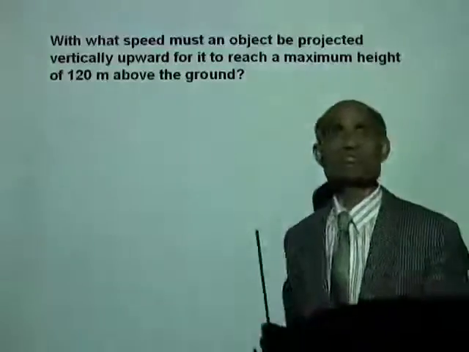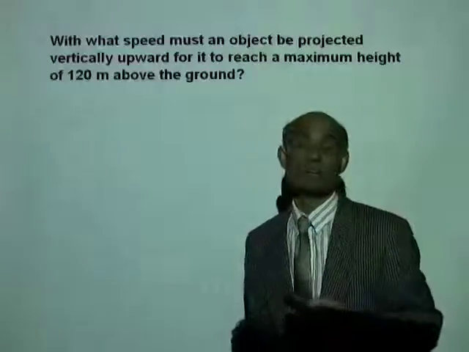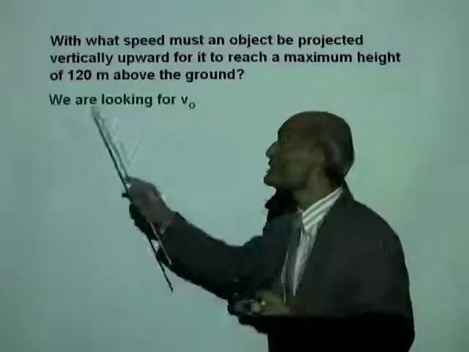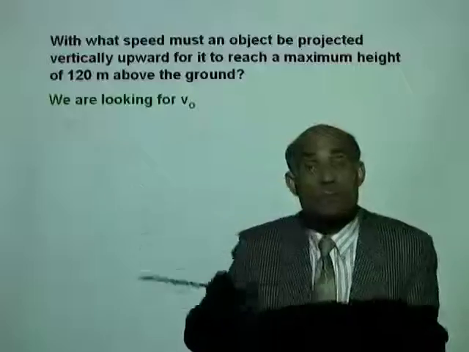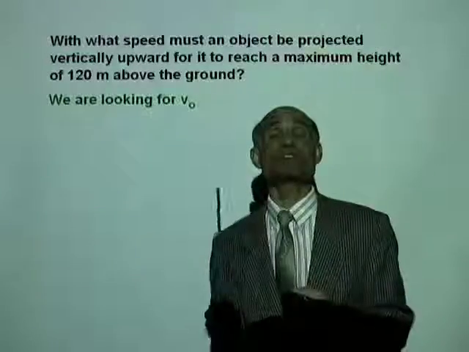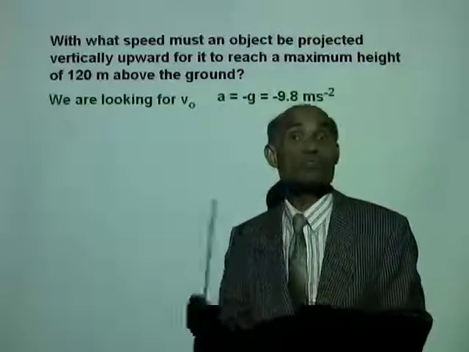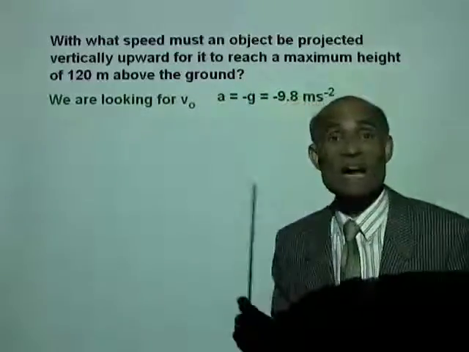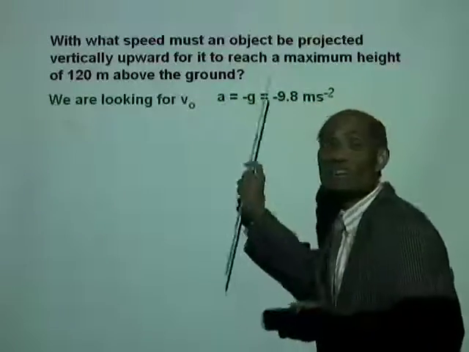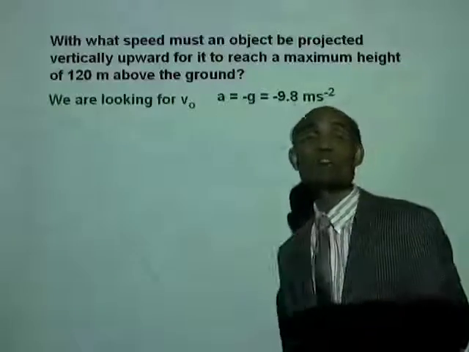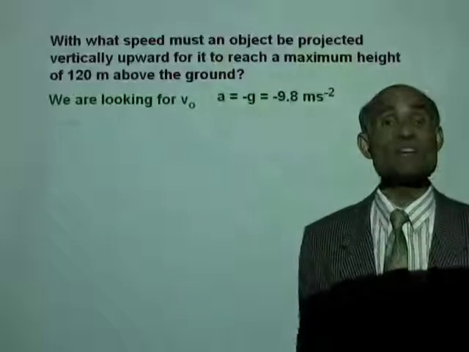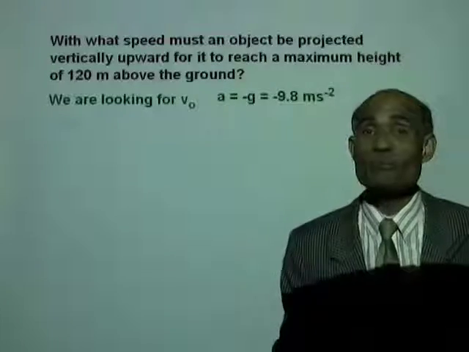I want you to think about this problem. Can you write down some of the known data here? What do we know? Well, we know we are looking for v0, the initial velocity of projection. What else do we know? Anything that is projected up has an acceleration of negative g. That is negative 9.8 meters per second squared.